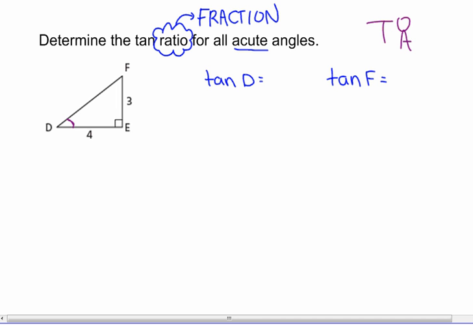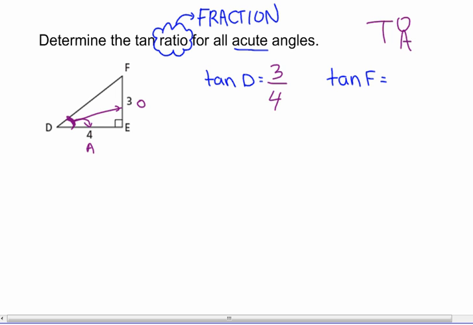So for angle D, who is opposite to angle D? 3 would be opposite to angle D. So 3 divided by, who would be adjacent to angle D? 4. 3 over 4. Okay, so there we go. We're done. That's it. They wanted 3 over 4 for D.